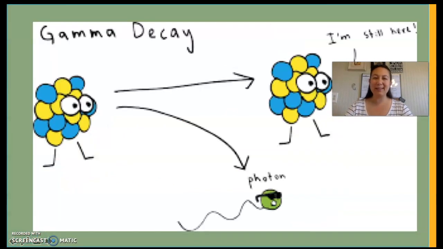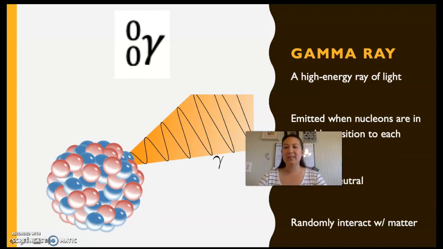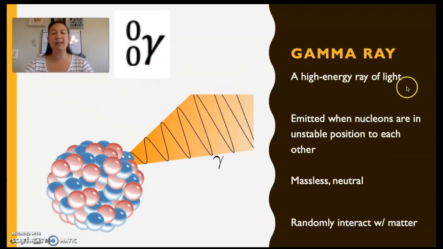But gamma decay is different. Remember, gamma decay is where I have an unstable nucleus. It lets out a photon of light, just regular but very high energy light, so it's still the same, it's just rearranged. A gamma ray is a high energy ray of light. Think of the rays of light that you're used to seeing with visible light. A gamma ray has significantly more energy.